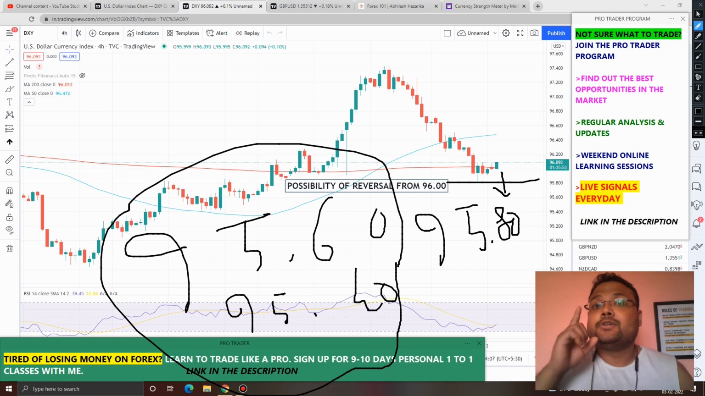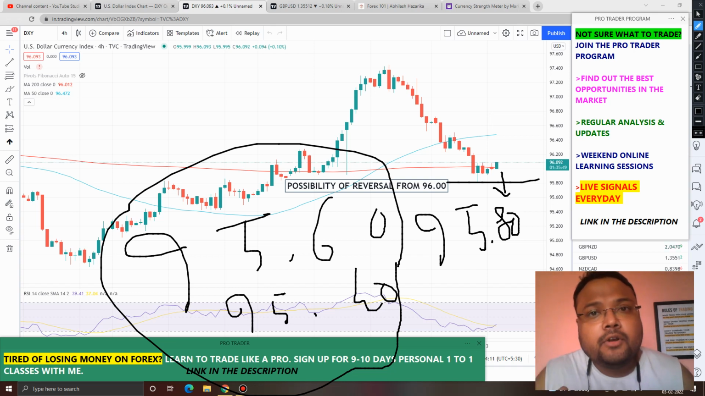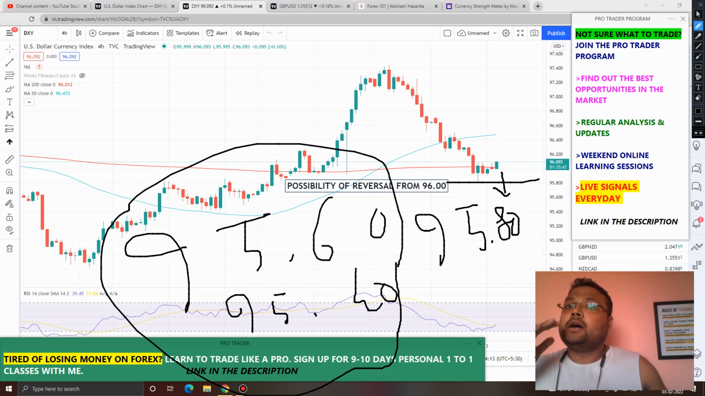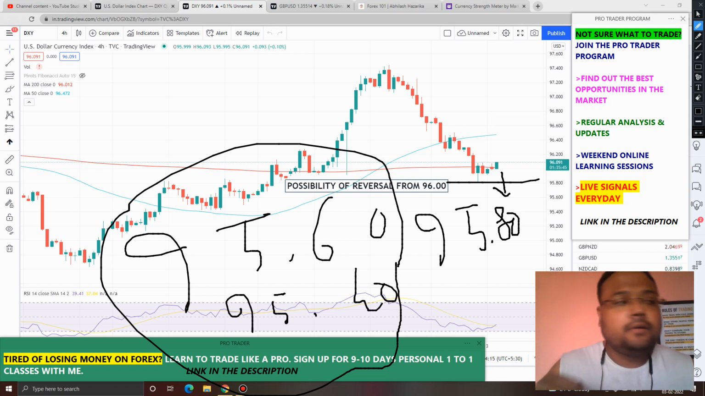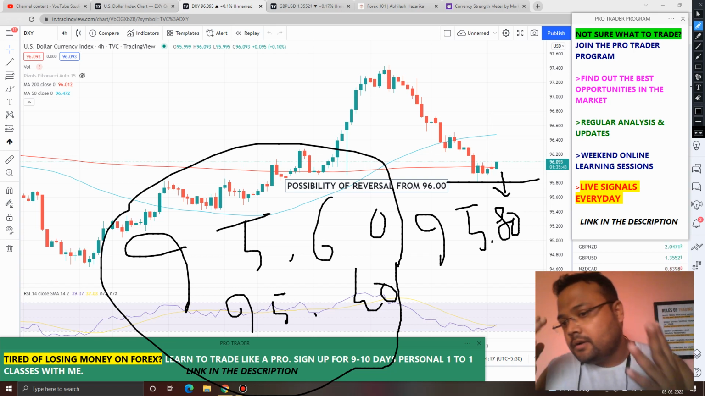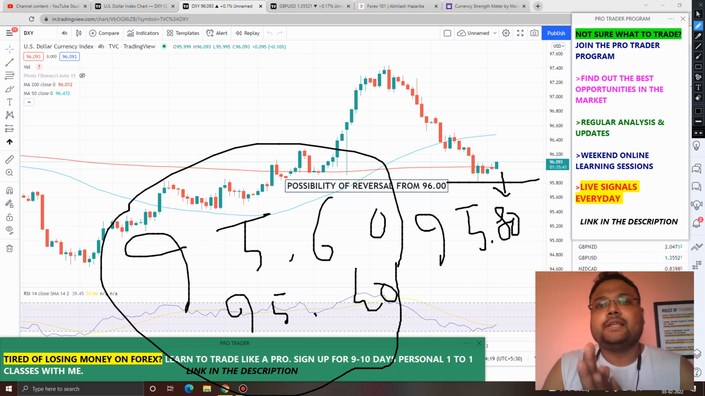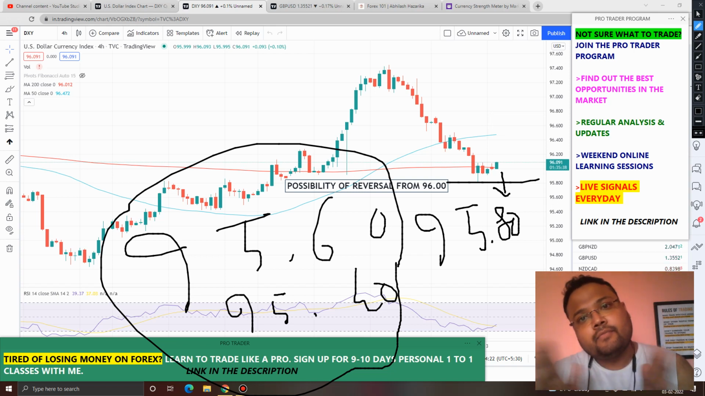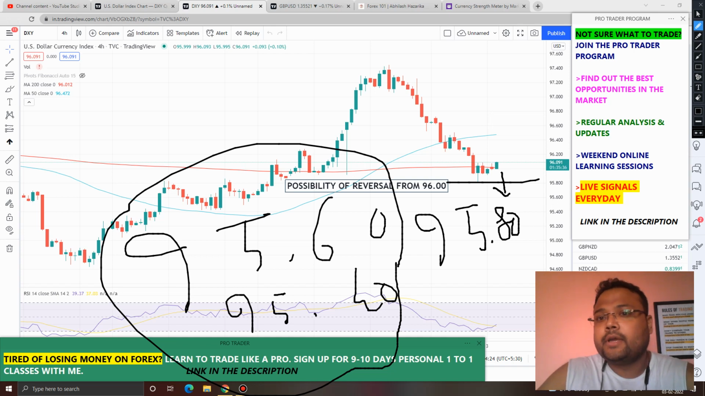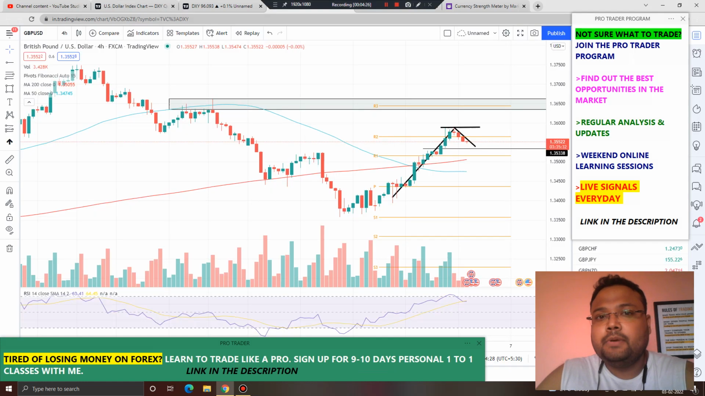Okay, so keep your eyes on DXY. If DXY shows a heavy recovery, a heavy bounce from here, there will be pressure on GBP USD. Otherwise, if it breaks the level and you see some selling on the DXY dollar, then yes, there is a possibility of other pairs going up. So keep your eyes on DXY. It is very essential. And now let's talk about GBP USD.